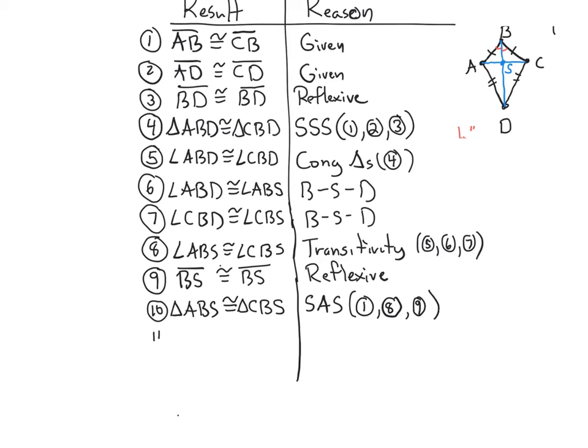And the last thing we wanted to say was, well, we know those triangles are congruent, so we get that in particular, angle ASB and CSB are congruent, which is great. And we know that because of congruent triangles. And that's from 10.